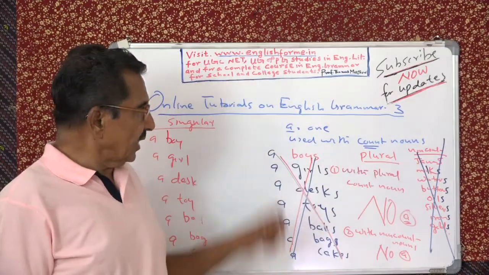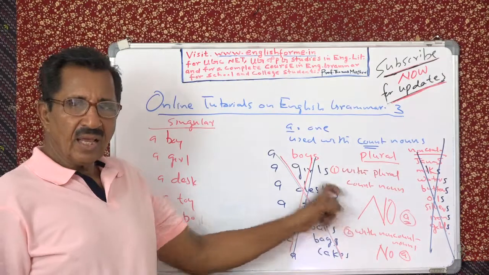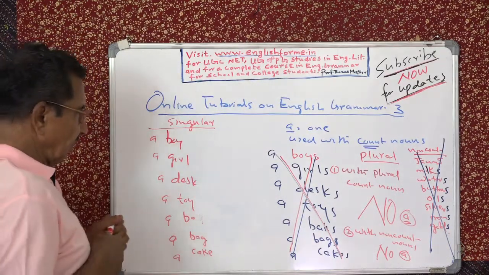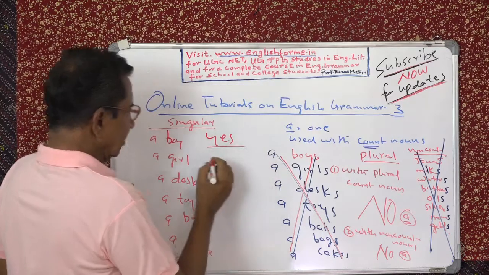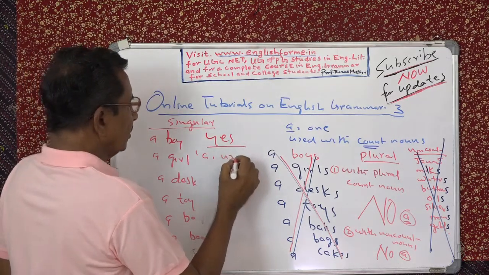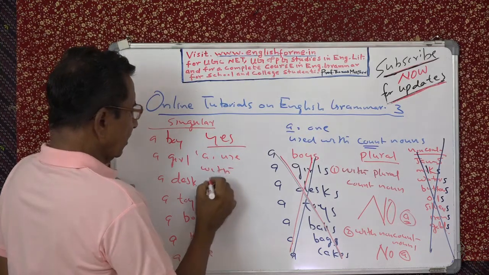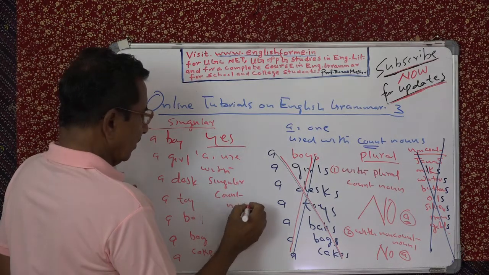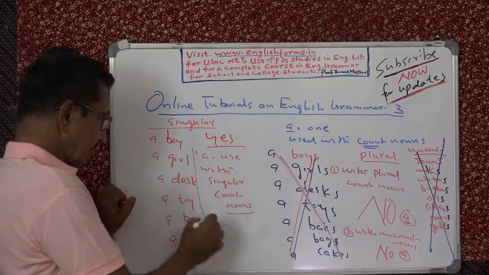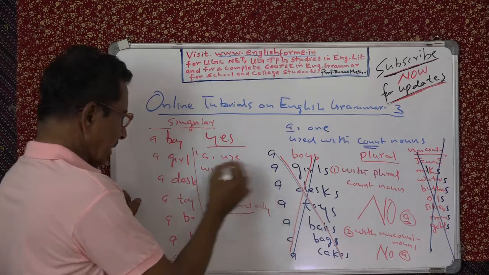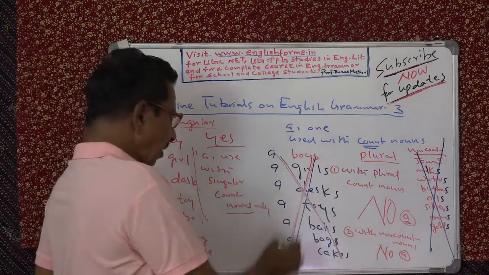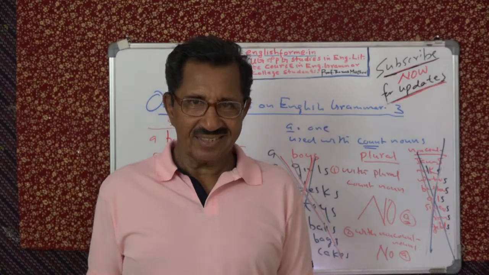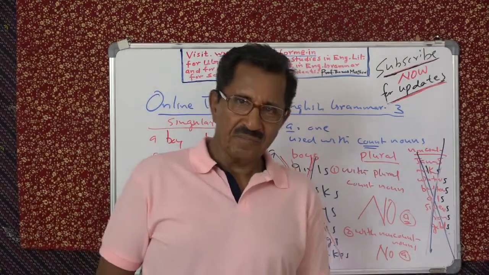So 3 things you can say. 1, a means 1. 2, a is used with the singular count nouns only. So here we are saying no, and then here is yes. What is this yes? A is used with singular count nouns. Singular count nouns only. Okay. So, this is wrong because it's plural. This is wrong because that is non-count. And non-counts are non-plural. Clear?